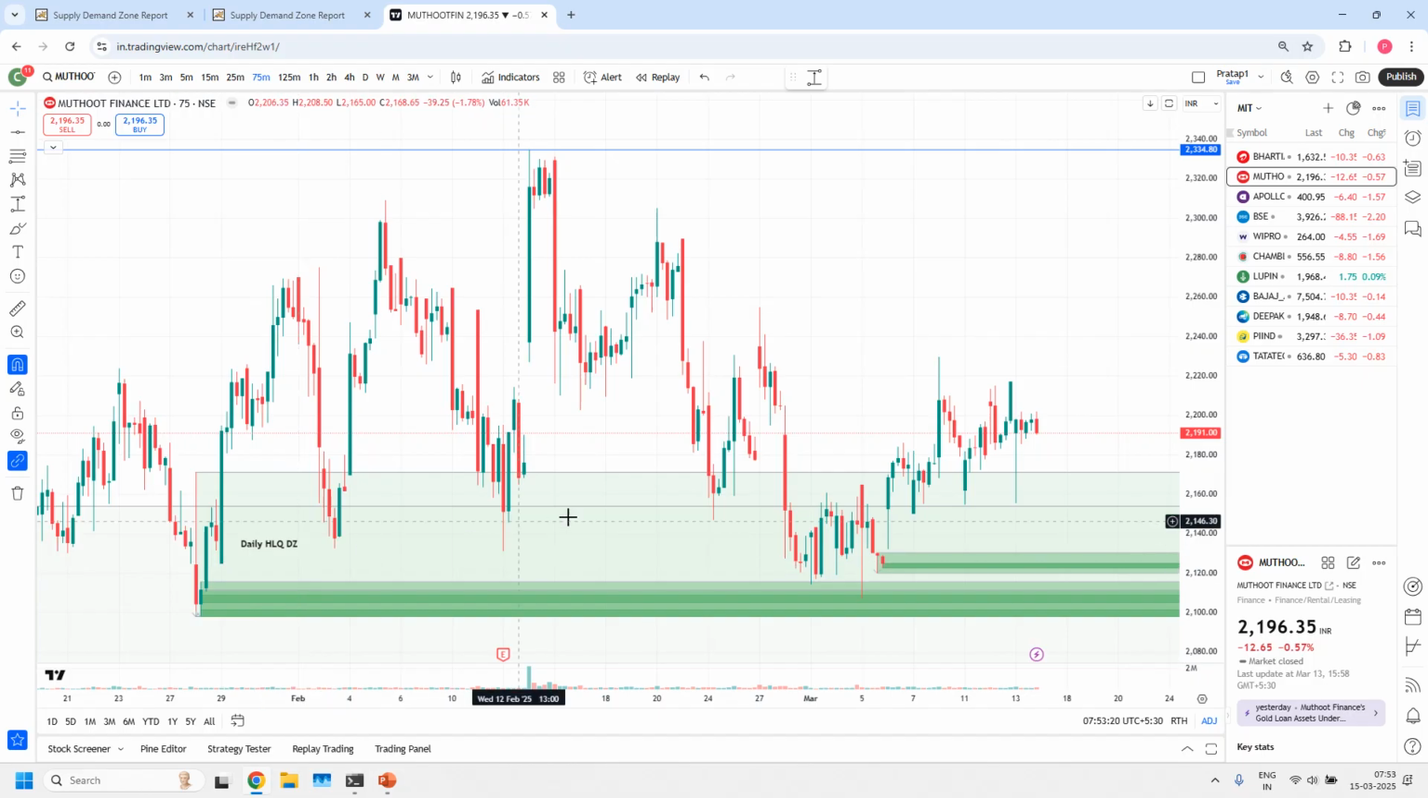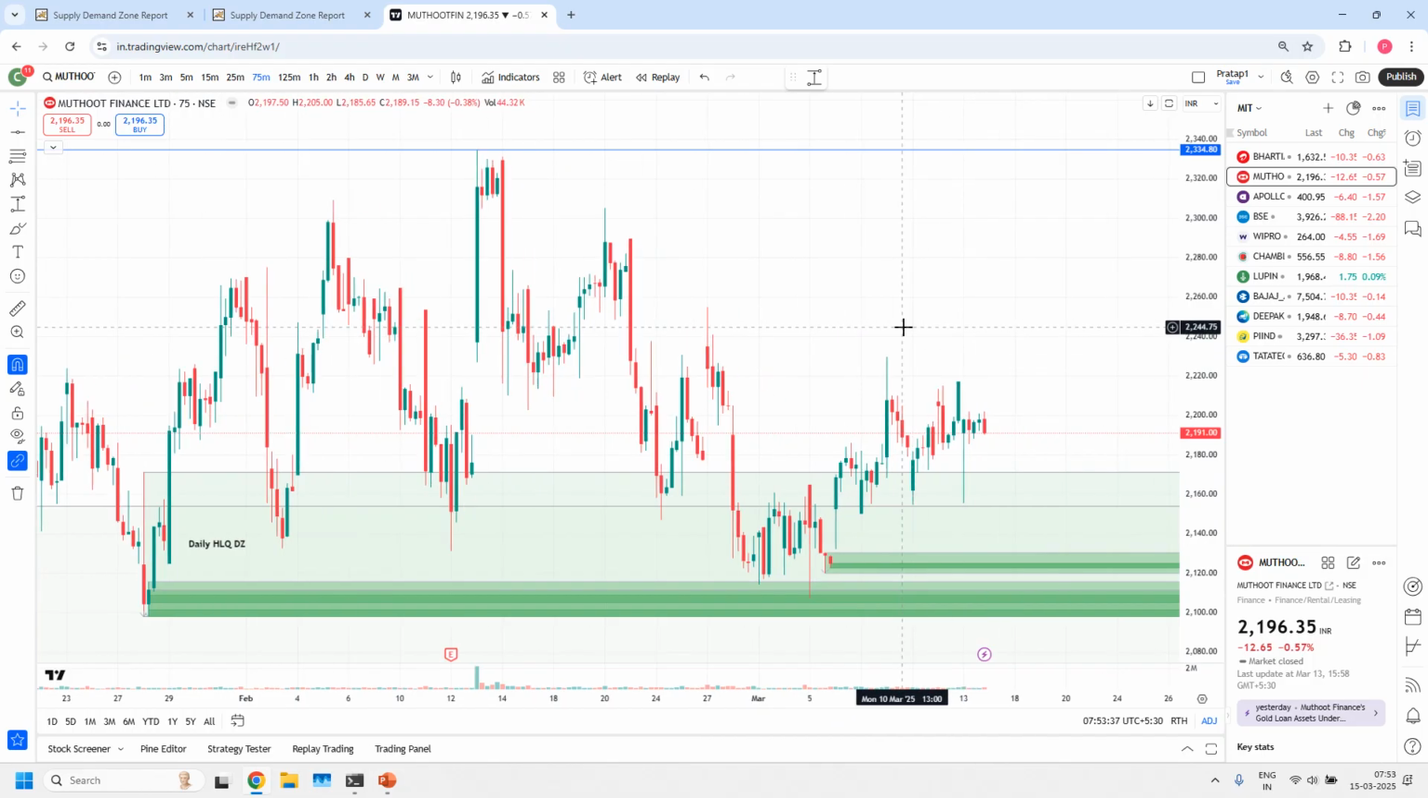If fine-tuned 5-minute zones are there, until all fresh fine-tuned 5-minute zones are violated, the zone will give you multiple trade opportunities. See, previously this is the first opportunity it gave. This is the second opportunity it gave. This is the third opportunity it gave. Recently it gave the fourth opportunity. Got it? So please do similar analysis for the rest of your stocks. That way you can plan your trades.